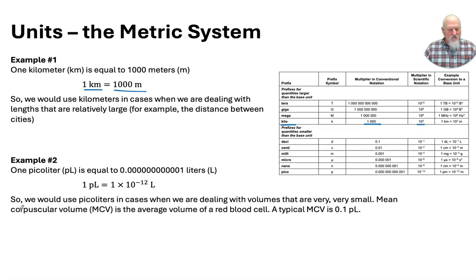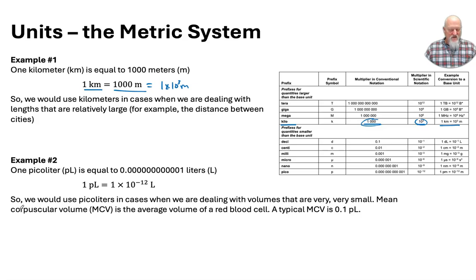So 1 kilometer is 1,000 meters, or 1 times 10 to the third meters. So 1 kilometer is 1,000 meters, which is the same thing as 1 times 10 to the 3 meters. Okay, so 1,000 and this are the same thing. So the example is the kilometer is 1 times 10 to the third meters.